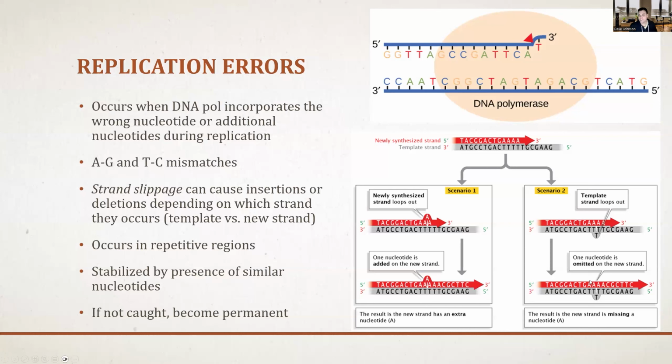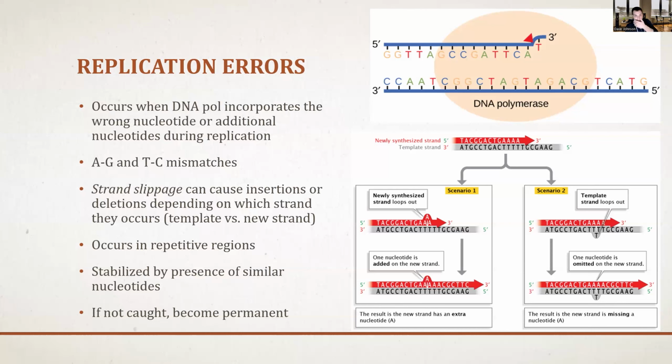In the other scenario, this is what's going to lead to a deletion, where you get a looping out of the template strand. So you can see the template strand loops out, and as far as the DNA polymerase is concerned, there's only four T's in this stretch, so it's going to synthesize four A's to complement that, and as a result, the daughter strand is missing one of those nucleotides, okay? And this is, again, because the presence of similar nucleotides makes that okay. As far as that DNA polymerase is concerned, I'm only seeing four T's, so I only need to put in four A's, but in reality, there's a fifth T that's not being complemented.